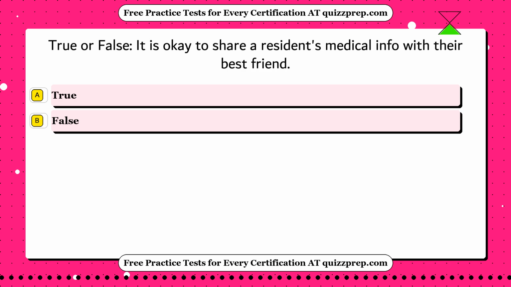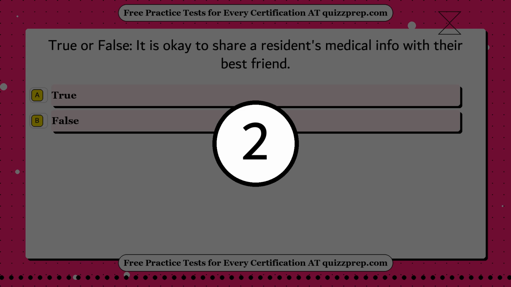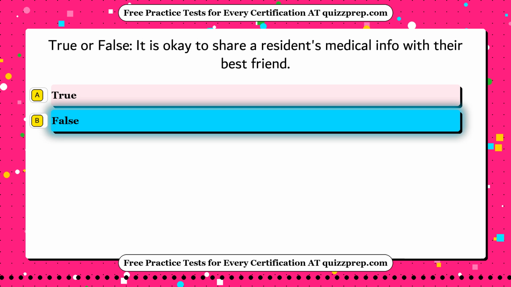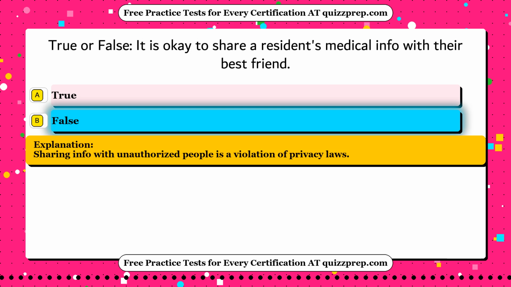Question 124. True or false, it is okay to share a resident's medical info with their best friend? Option A, true. Option B, false. The correct answer is option B, false. Sharing info with unauthorized people is a violation of privacy laws.